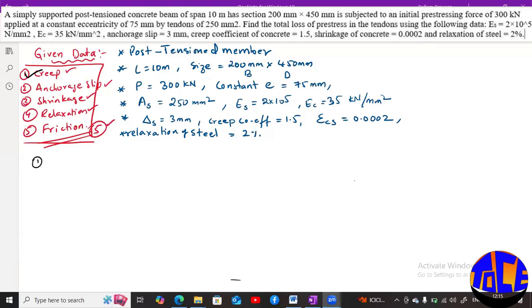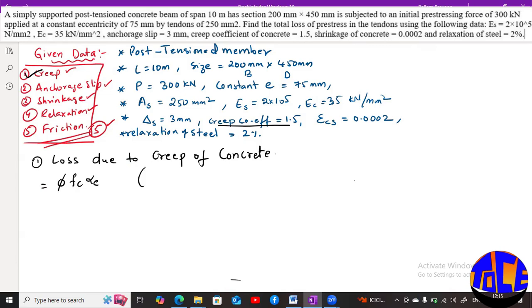Now let us find out the loss of stress due to creep of concrete. In the question he has given the creep coefficient, so we need to use the formula related to creep coefficient, that is creep coefficient into f_c into alpha. In case he has given the ultimate creep strain, then we are going to use the formula ultimate creep strain into f_c into Young's modulus of concrete. This is the formula we use if the strain is given.